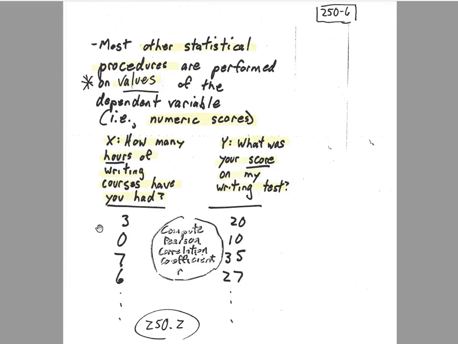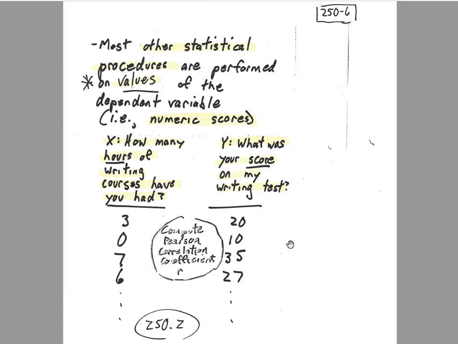Here's a person. This first horizontal row represents a person. She had enrolled in 3 hours of writing courses. She got a score of 20 on the writing test. Here's a person that enrolled in 0 hours of writing courses. He got a score of 10 on the writing test, and so forth. I could compute Pearson correlation between this variable, how many hours of courses they'd had, and this variable, what their score was on the writing test. I'd get a statistic. The Pearson correlation coefficient might be positive 0.35, for example.